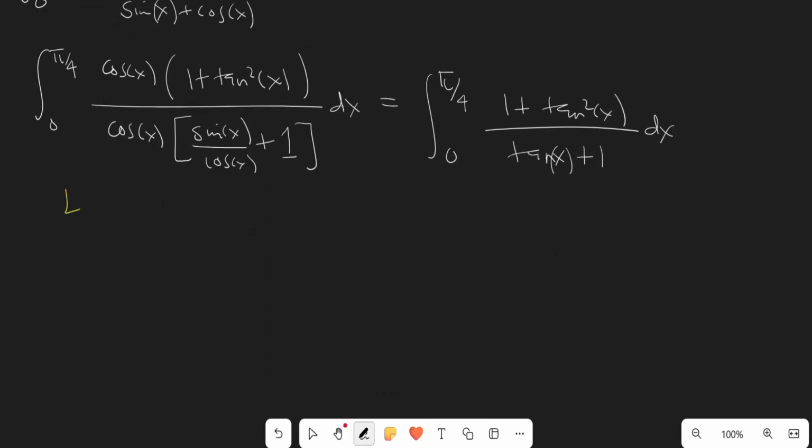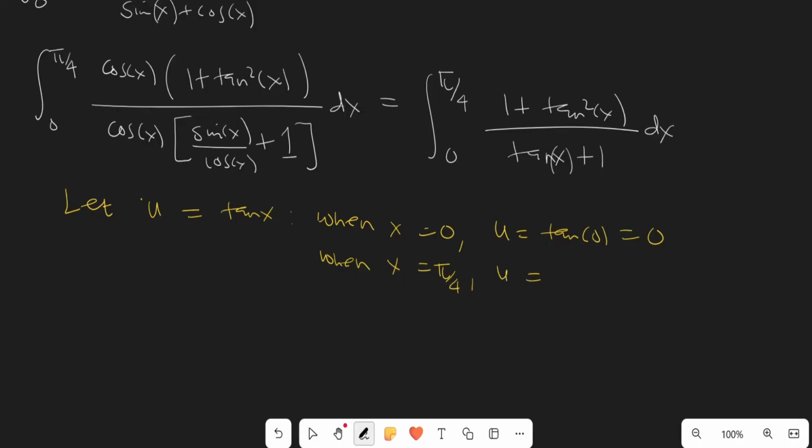So with this one, we can now do a u sub. We can let u be equal to tan of x. When x is equal to 0, we have u equal to tan of 0, that is 0. When x is equal to pi over 4, we have u equal to tan of pi over 4. Tan of pi over 4 is tan 45, which is 1. So our integral will change from 0 to 1.